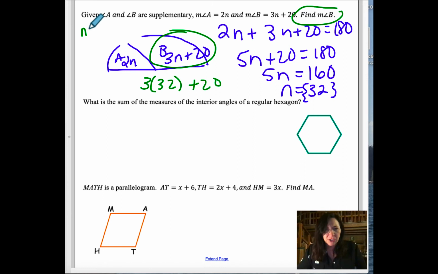You're going to go, the measure of angle capital B. Angles are capital, sides are little. The measure of angle B equals 116 degrees. And then we're done. Okay.